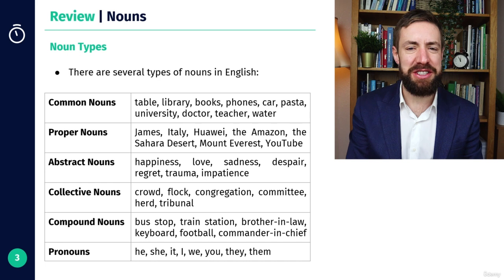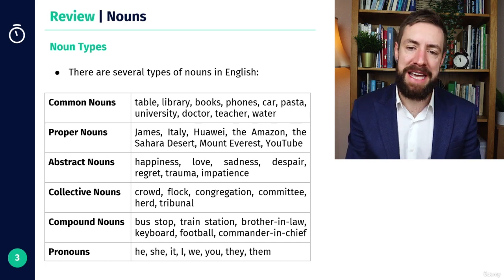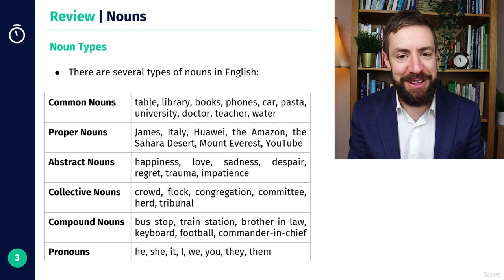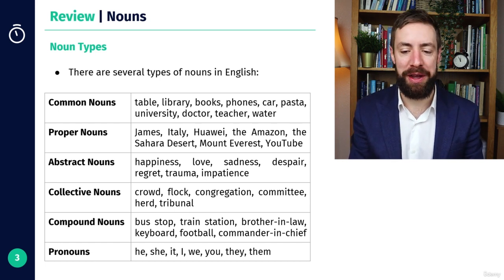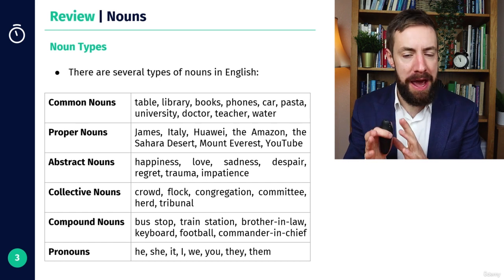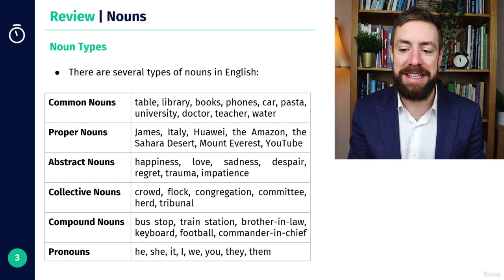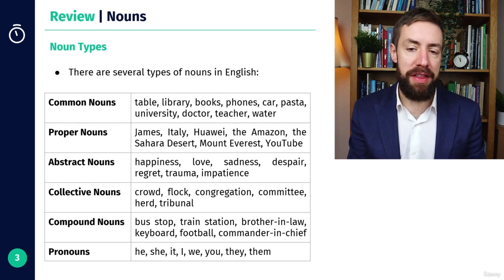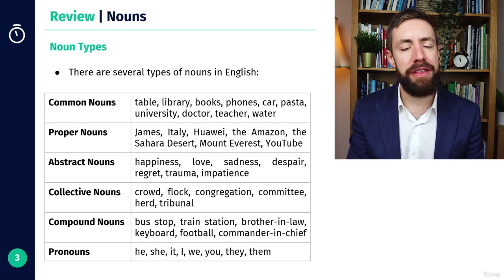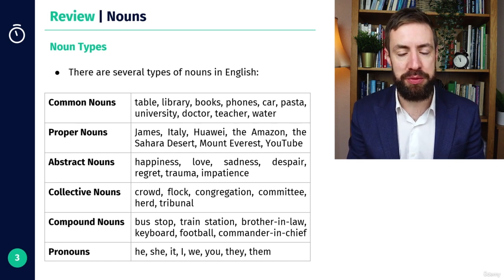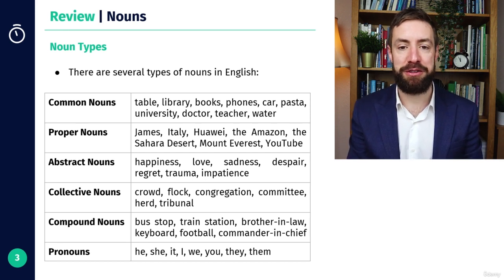Those are just ordinary everyday things. A table, library, car, phone, pasta, university, things like that. Normal things. Then we have proper nouns, and we can basically think about that as names. So James, or the country Italy, the company Huawei, the Amazon rainforest, deserts, mountains, things like that have a name, and those ones are capitalized. We use a capital letter for those ones.